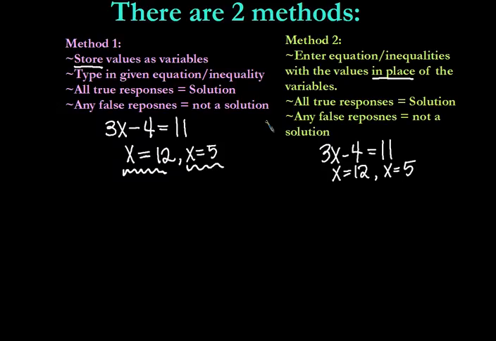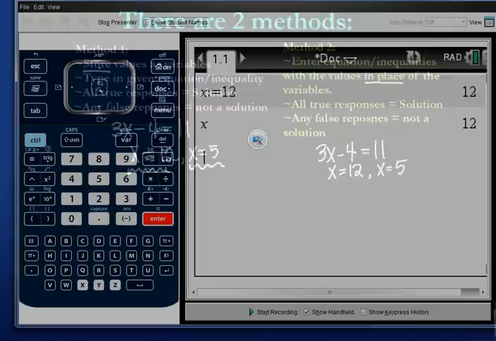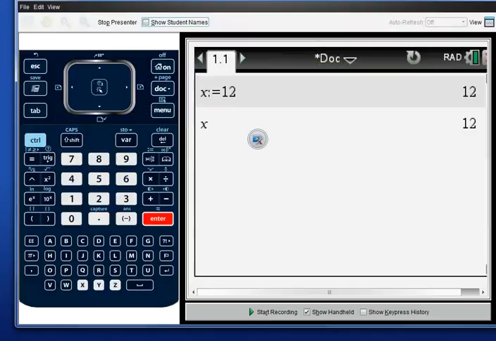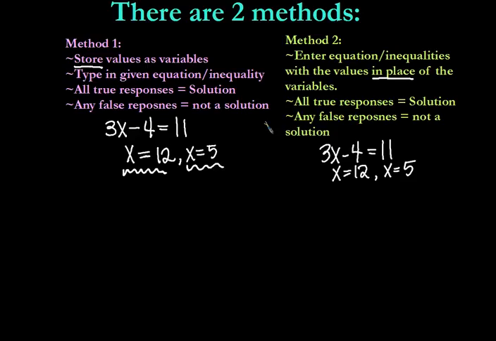So I'm going to type in 3x minus 4 equals 11. And I get false. What that means is that 12, which is what we had stored for x, 12 is not the solution to this equation. So now I'm going to store x as 5.